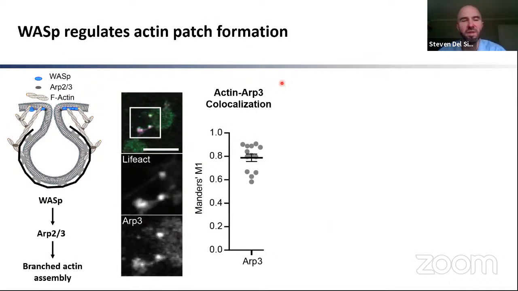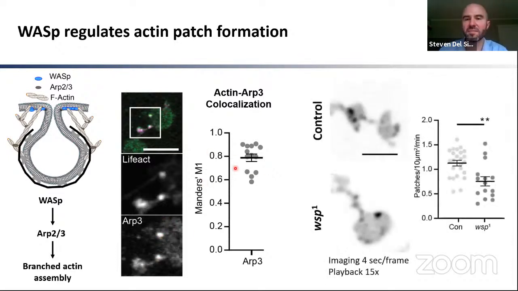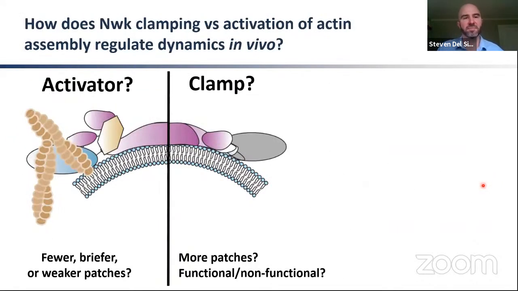And then asking about the direct molecular determinants of the actin assembly, I looked at this WASp Arp2/3 module that I've described. Just a reminder, WASp activates Arp2/3 to drive branched actin assembly. We see really striking co-localization between our F-actin marker here in magenta and Arp3 in green. That's quantified here. And then when we look in a WASp mutant, we see a significant decrease in the frequency of actin assembly, suggesting again that this machinery is required for the formation of at least some of these. And I should note that this is a hypomorph, so there could still be some residual activity.